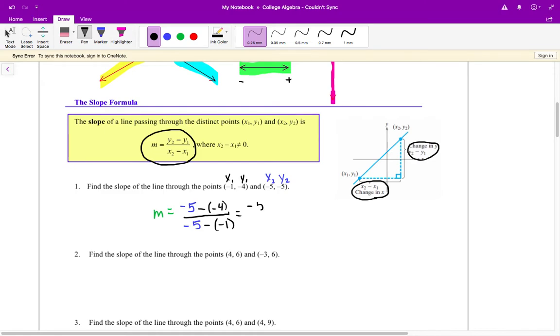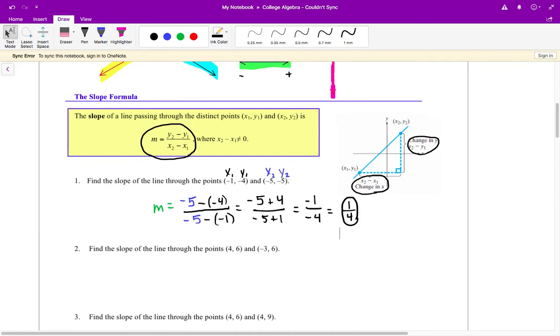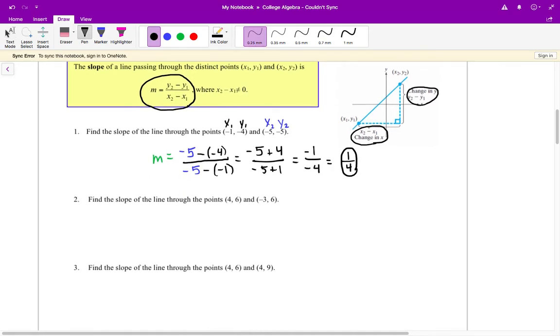So we'll have -5 minus a negative gives me -1 on top, all over -5 minus a negative gives me -4. So I have -1 all over -4. So my slope is 1 over 4, and that's my final answer. Okay, let's do another one. The points (4, 6) and (3, 4).